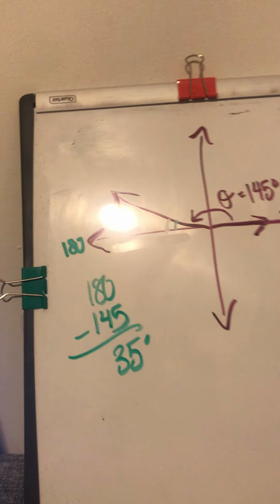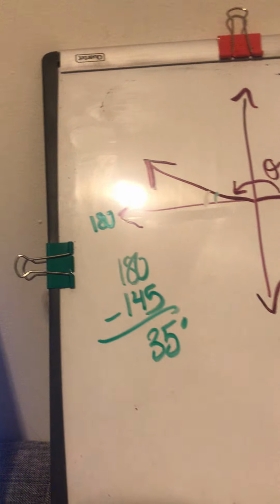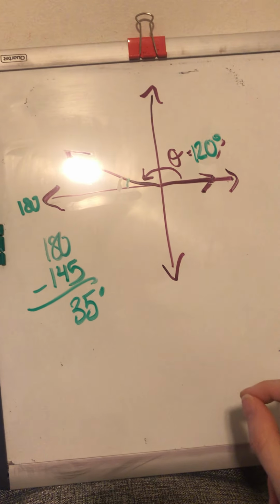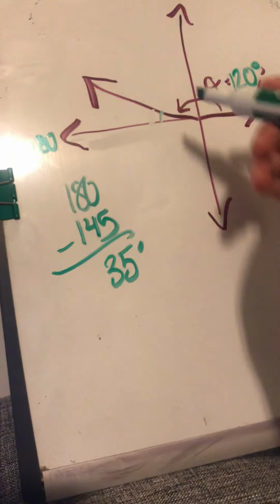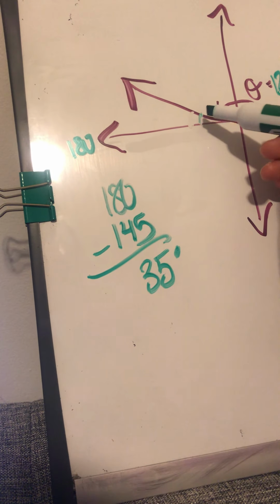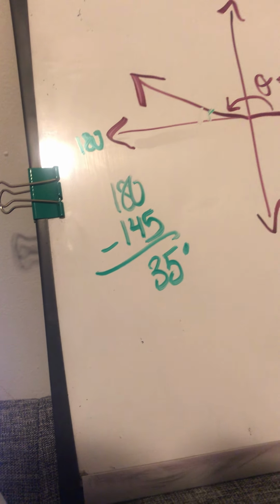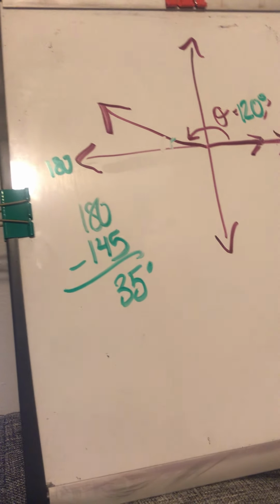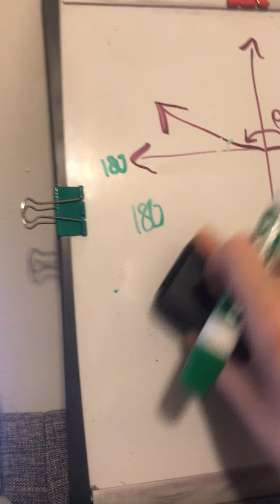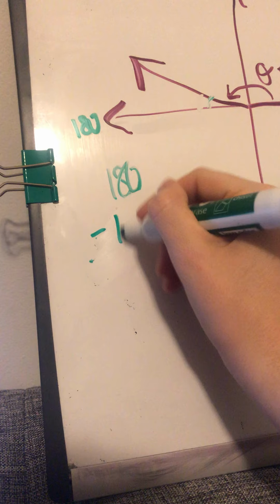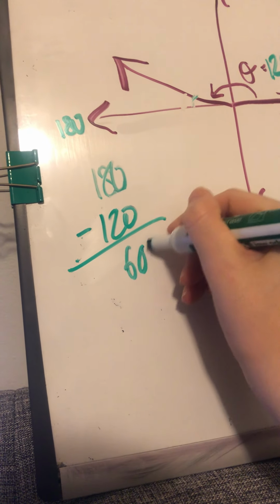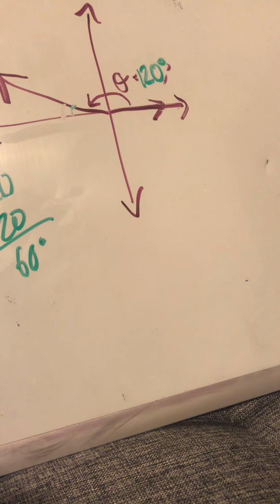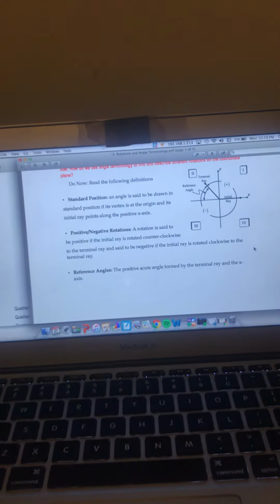If I wanted to do another one, let's say I change this angle here to 120 degrees. So 120 degrees, I have that formed here. Again, my reference angle has to be the acute angle. It's between 0 and 90. So in this case, I would just be doing 180 minus 120. 60 degrees would be my reference angle there. Okay? And that is your key definitions here.